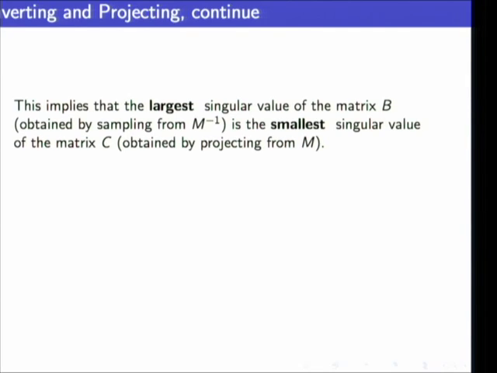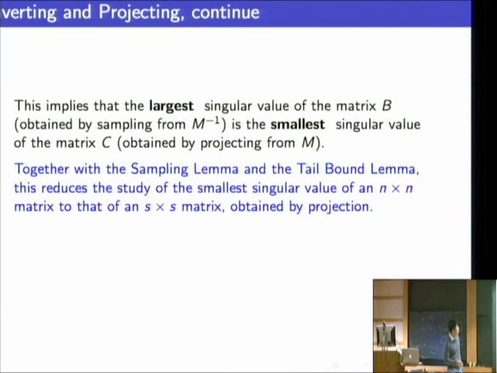And what I wrote here: now it reduces the problem of studying the least singular value of an n by n matrix to the study of the least singular value of an S by S matrix. In the trivial case, you take S equal to n, then you do not gain anything, right? The projection is the matrix itself.